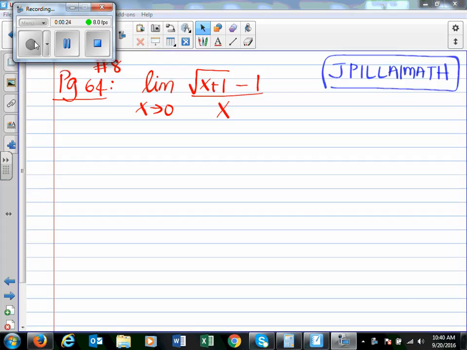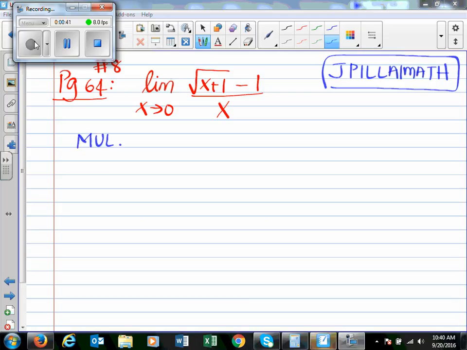So the first step, you plug in. If it's not possible, you simplify. Here, it's a rational expression, so the way we are going to simplify is this. We are going to use the conjugate. Step 1 is to multiply by the conjugate of the numerator.